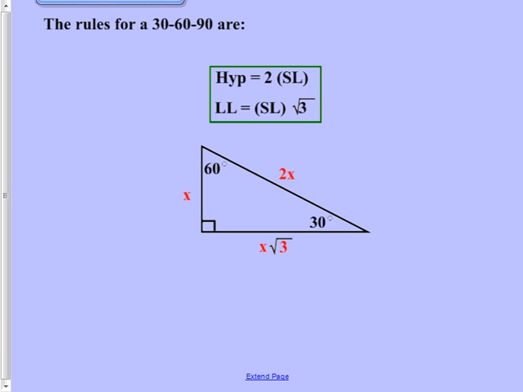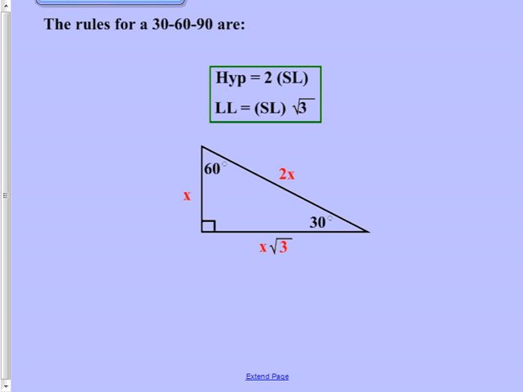Now, there are actually two rules to go along with the 30, 60, 90s. It's not quite as simple as the 45, 45, 90 because the 45, 45, 90 only had two different side lengths. 30, 60, 90 has three different side lengths. Okay, so the two rules are, first off, the hypotenuse is always twice as big as the short leg. Hypotenuse equals 2 times the short leg. Long leg, a little bit more complicated, is the short leg times the square root of 3.